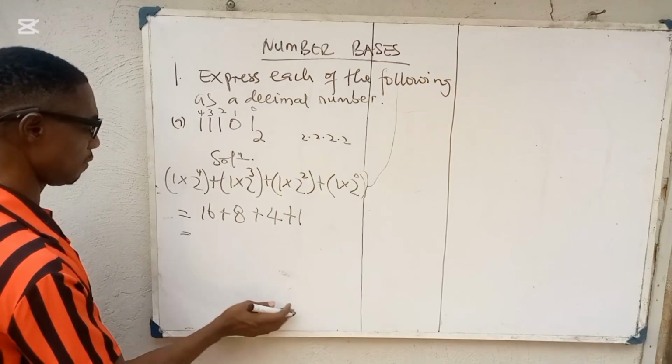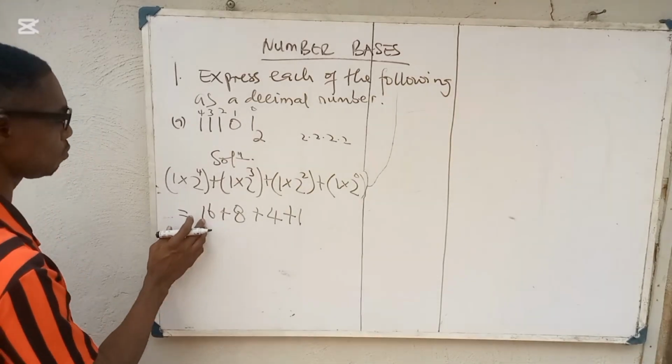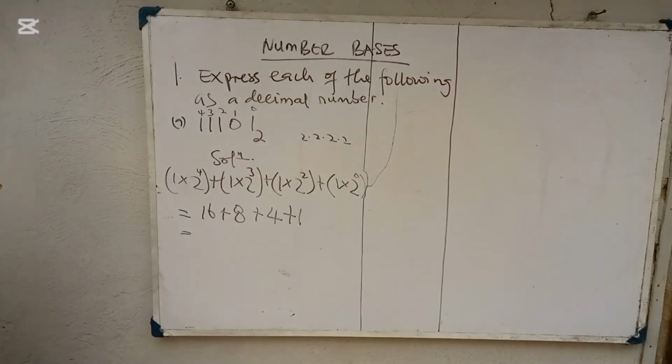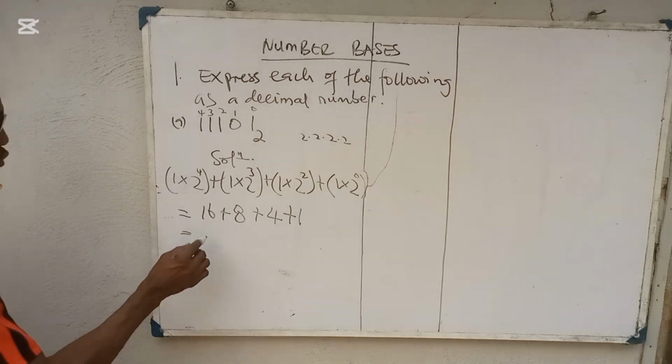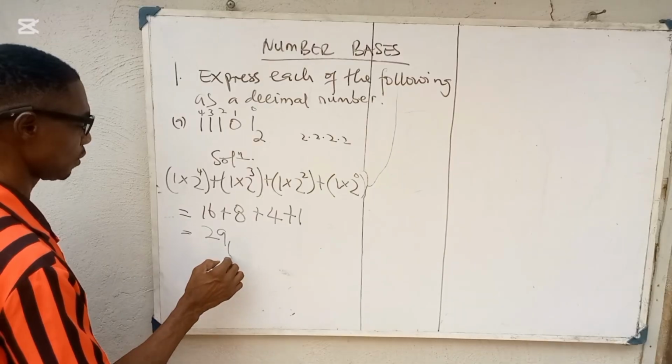So what do we have here? We have 16 plus 8 plus 4 and plus 1. That gives us 29 in base 10. That's the answer.